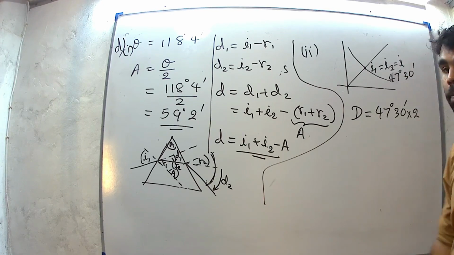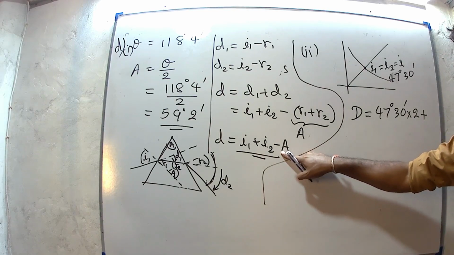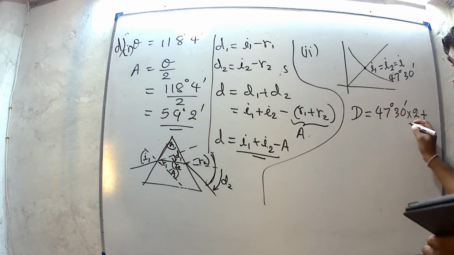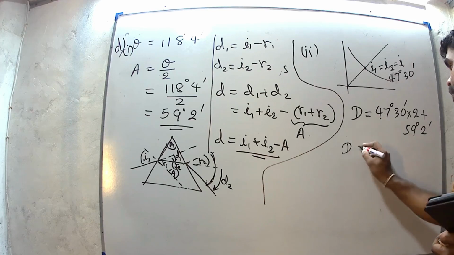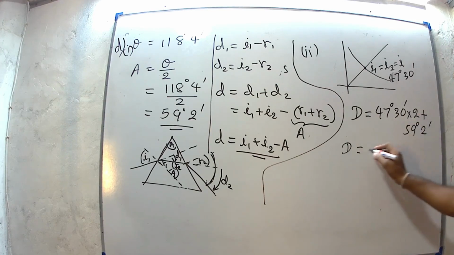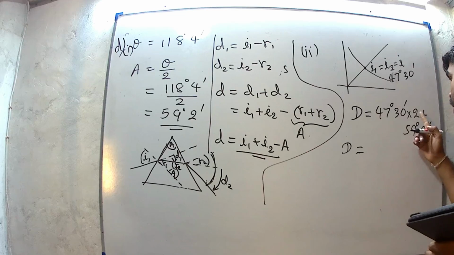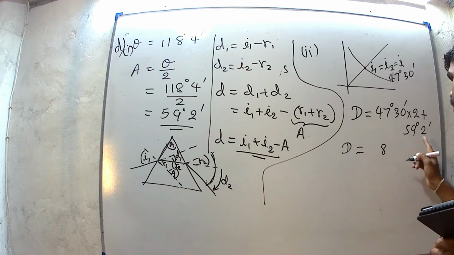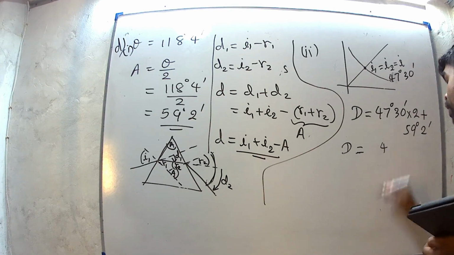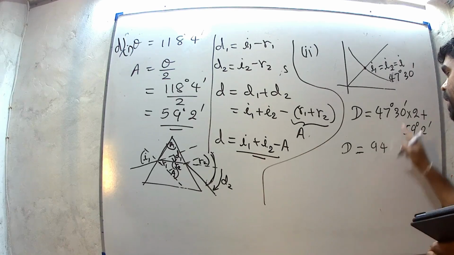It means we can multiply by 2. And we have to add the prism angle. We have found the prism angle 59 degrees and 2 minutes. Then we can simplify it. 2 into 30, 60. 60 minutes equals 1 degree. Then we can multiply 2 into 7, sorry, 14. 4 remaining, 4, 1 remaining. 2 into 4, 8 plus 1, 9. 94 degrees and 1 minute.